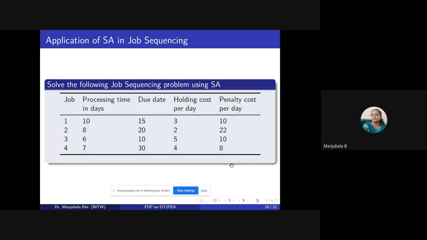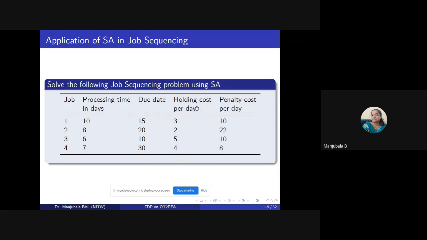So what is the problem here? There are n number of jobs, here 4 jobs. Every job has a processing time in days: 10 days are required to process job one, and like that it is given. Or you can change the unit to minutes or seconds. And this is the due date, or the due time, for every job.